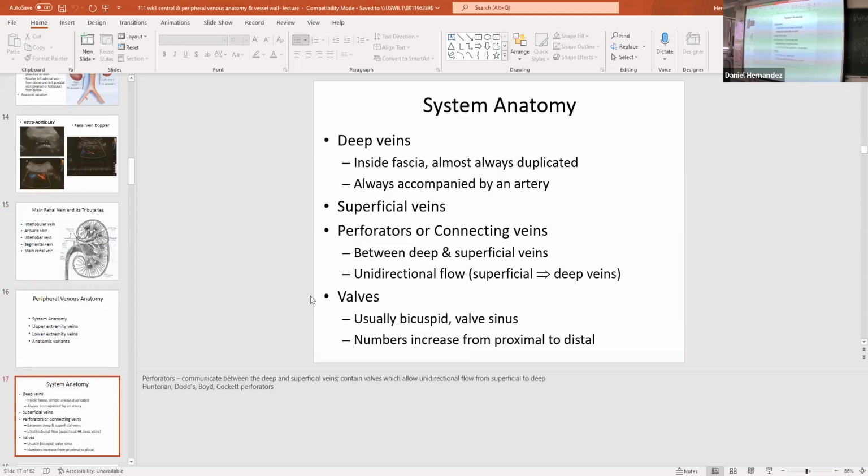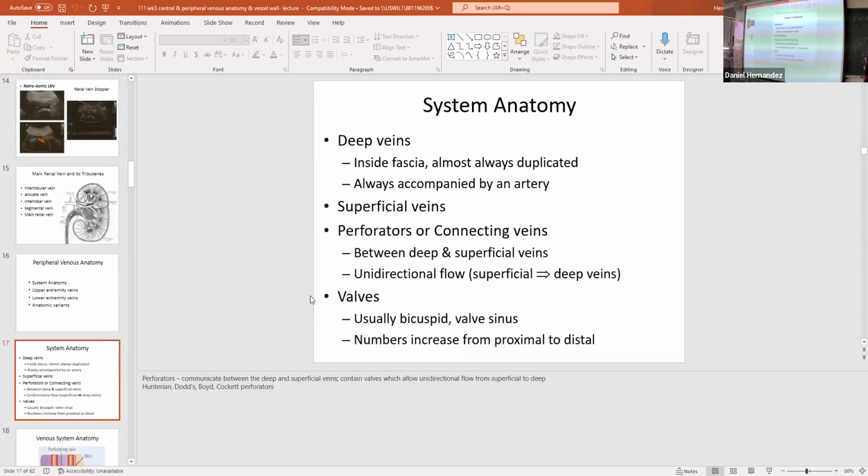Peripheral venous anatomy. When we're talking about the venous system, we have to recognize that there are several different types of veins in our peripheral venous system. We have deep veins, superficial veins, and then perforators, or connecting veins, which connect the deep system to the superficial system.